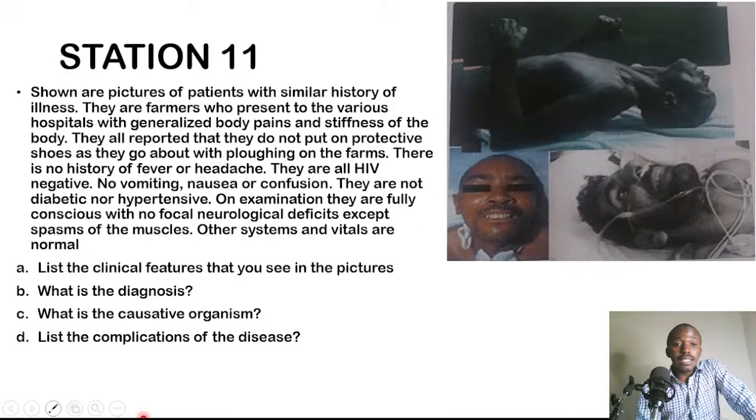List the clinical features that you see in the pictures. What is the diagnosis? What is the causative organism? List the complications of this disease. So if you haven't read on this, again, it's one of those things where you'll be lost. You'd just be looking at your friend in the OSCE station and have no idea what is going on.